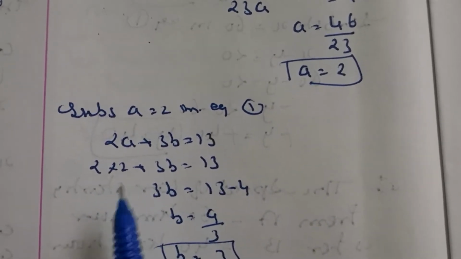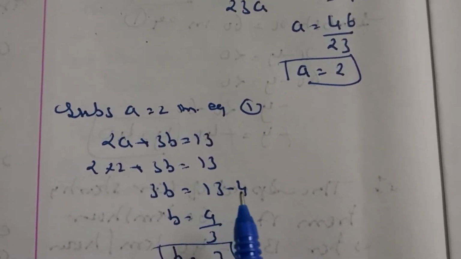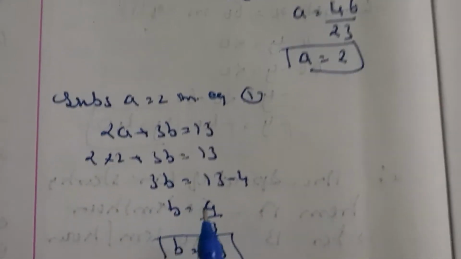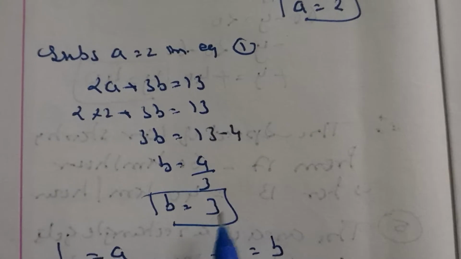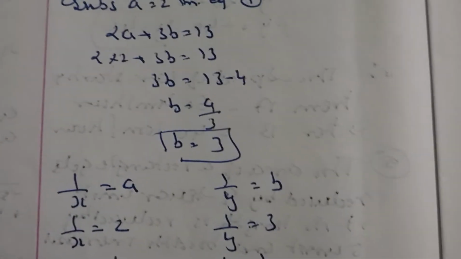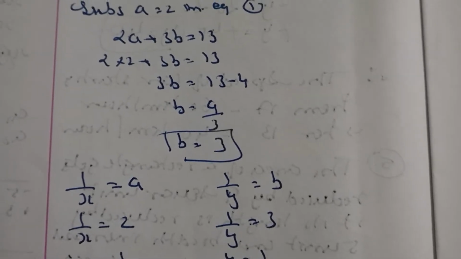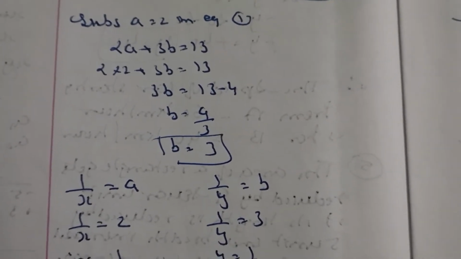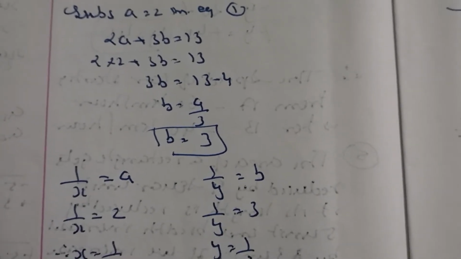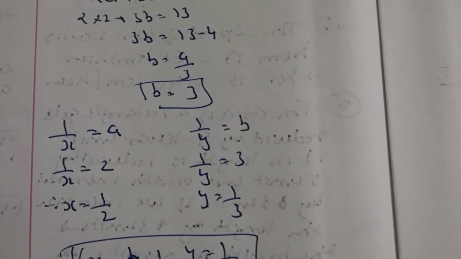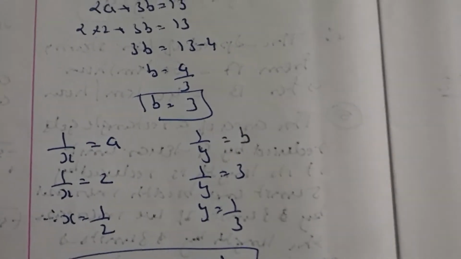2 to the left, plus, when it moves to the right hand side becomes minus: 13 minus 4. So 3b, b is equal to 9 upon 3. So b is equal to 3. Now dear friends, we have got a and b. A and b is not our answer because our a is 1 upon x and b is equal to 1 upon y. So 1 upon x, the value of a was 2. So x is equal to 1 upon 2.